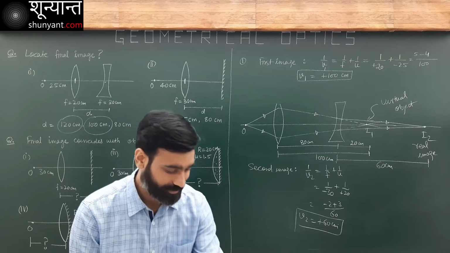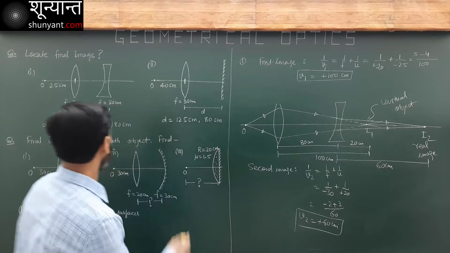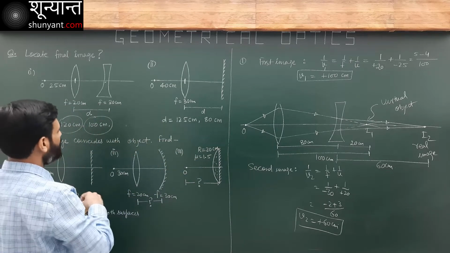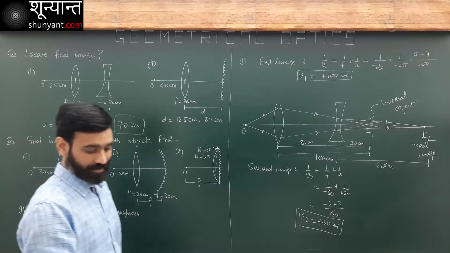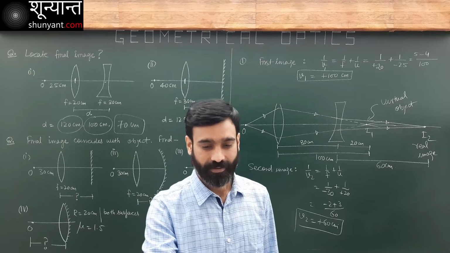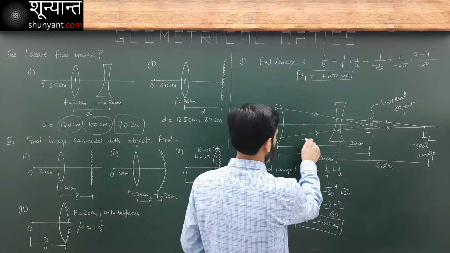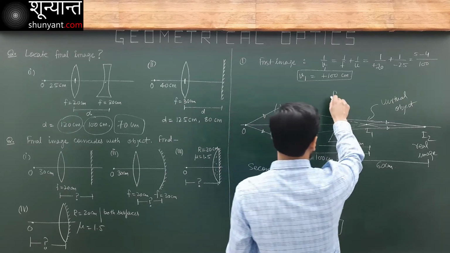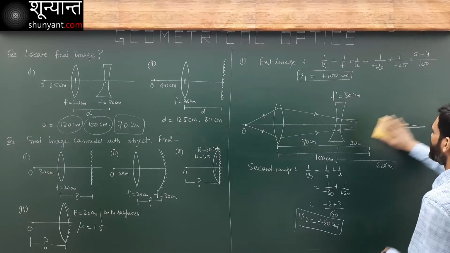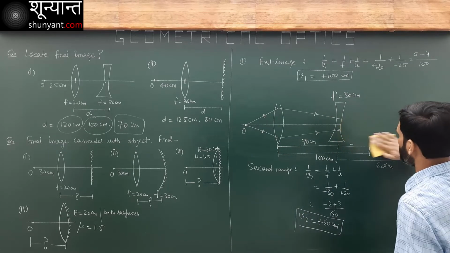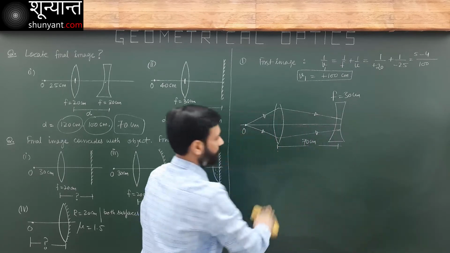Now, you know what? If I change this distance, instead of keeping it 80, what if I make it 70 centimeter? Can you find out the answer? That means this is 70 centimeter, and this focal length is 30 centimeter. What is going to be the answer?